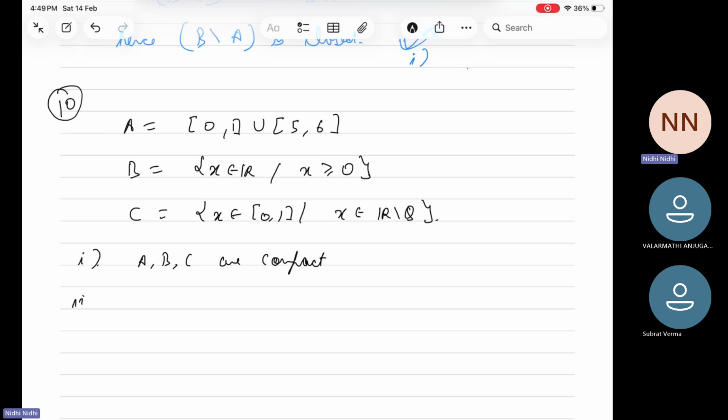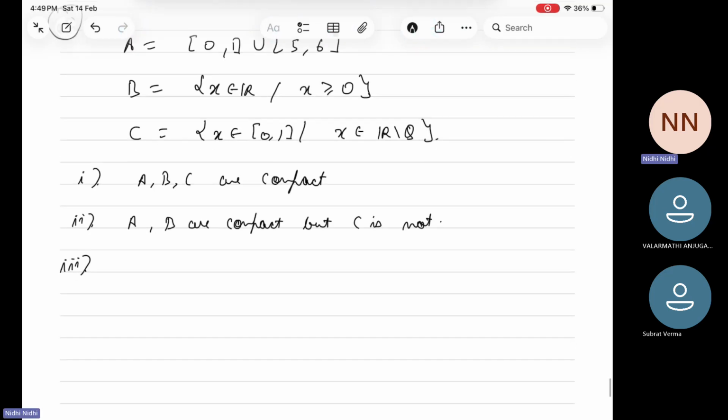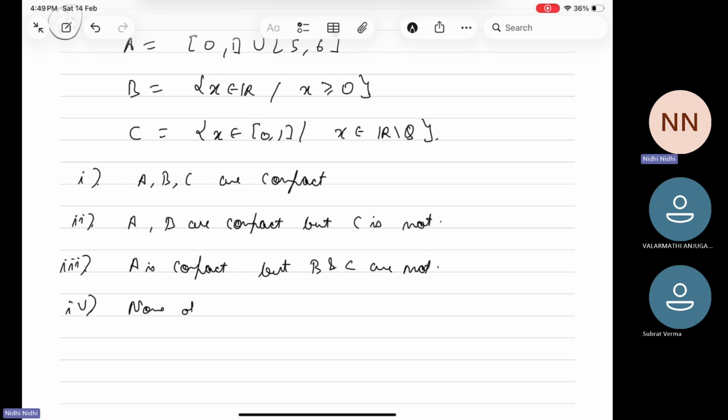Then we have A, B are compact, but C is not. Then we have A is compact, but B and C are not. And fourth, none of them is compact. None of A, B, and C are compact.